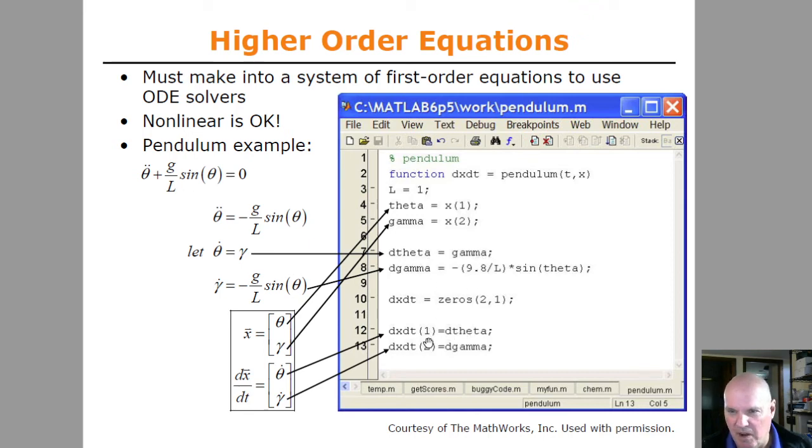So we could simplify this a lot. You could just let dx dt be equal to gamma, and dx dt, the second element, has got to be the derivative of gamma, which is theta double dot, and that's just minus g over L times the sine of x1. But this is showing it expanded. You could certainly write this function a lot more concisely.